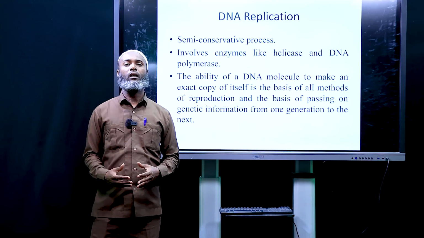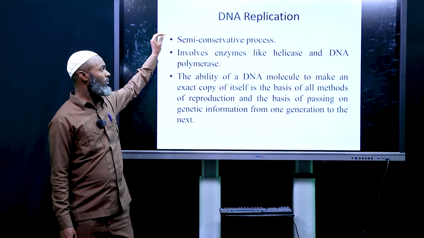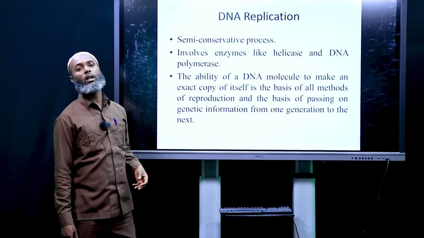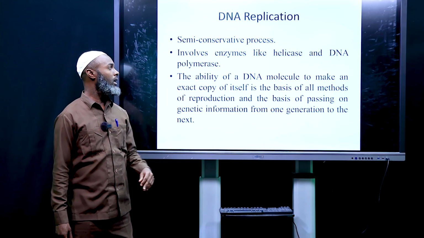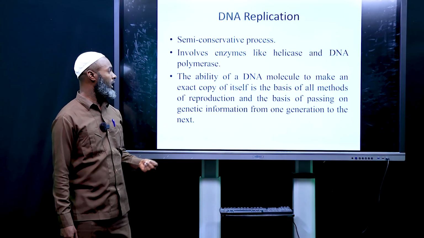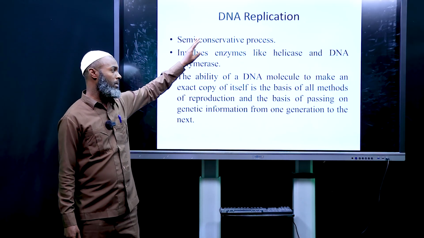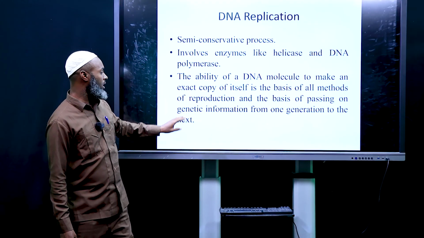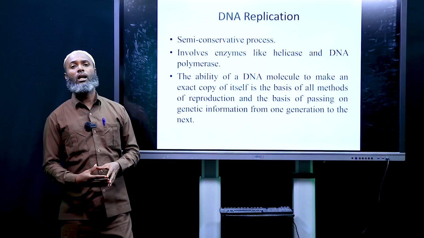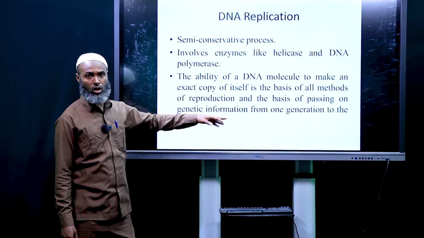Now let's consider DNA replication. This is a semi-conservative process. It involves enzymes like helicase and DNA polymerase, which are very important. DNA polymerase and helicase are enzymes that facilitate and speed up the chemical reaction known as replication. The ability of a DNA molecule to make an exact copy of itself is known as replication. It's the base for all methods of reproduction and the base for passing genetic information. It has two uses. One is for reproduction and the other is for passing genetic information from one generation to the next generation.